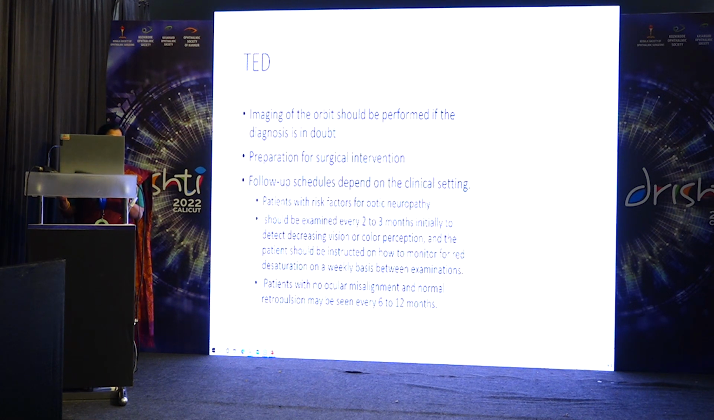So we need not do imaging all the time, but when the diagnosis is in suspicion, then we have to do imaging. Or if we are planning for surgical intervention, then again we need to do imaging. We can do a CT scan if we are planning orbital decompression, and if we are suspecting optic nerve compression, then it is better to do MRI.